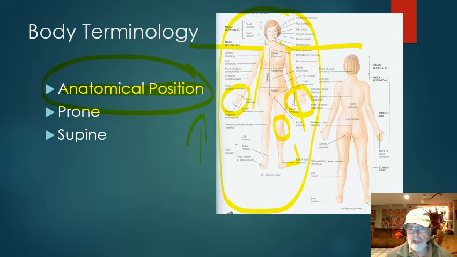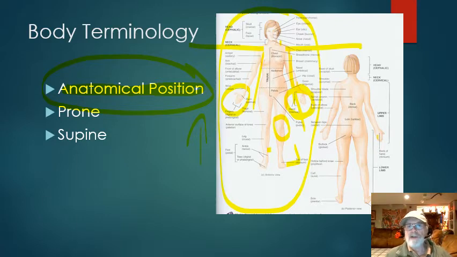That's what we call anatomical position, okay? Remember that. Upright, head upright, eyes facing forwards, arms to the side, knees fully extended, ankles bent to 90 degrees, feet flat on the floor, legs together, arms to the side, palms forward. Basically, that's what we call anatomical position.